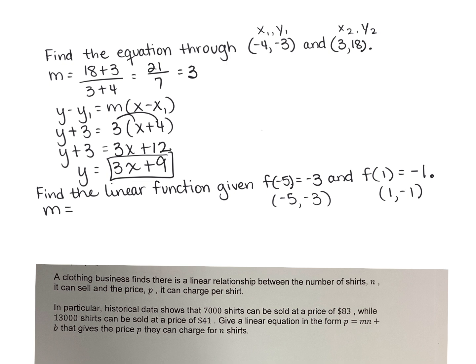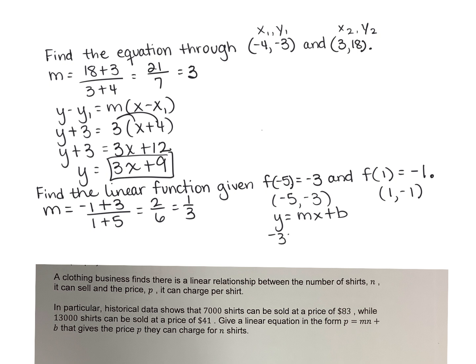So I have my slope is negative 1 minus a negative 3, over 1 minus a negative 5. So I'm going to have 2 over 6, which reduces to 1/3. And at that point, I go through and find the rest of my equation. This one I'll do y equals mx plus b just to show you. So if I start with y equals mx plus b, I choose one of my two ordered pair points. It doesn't matter which one you use.